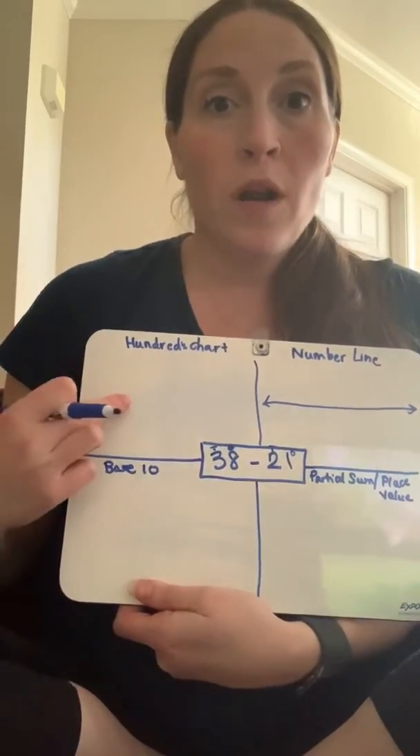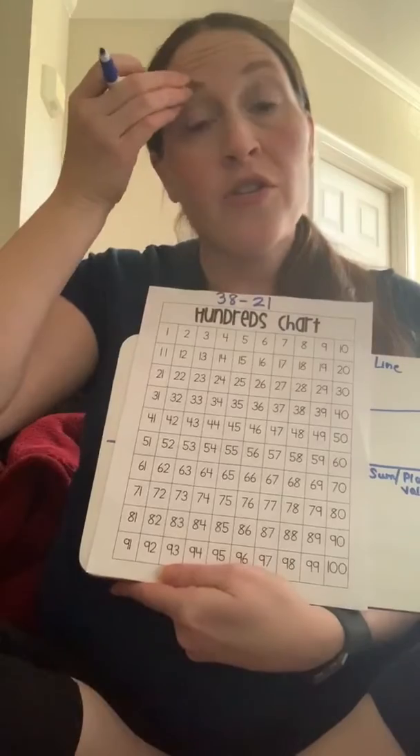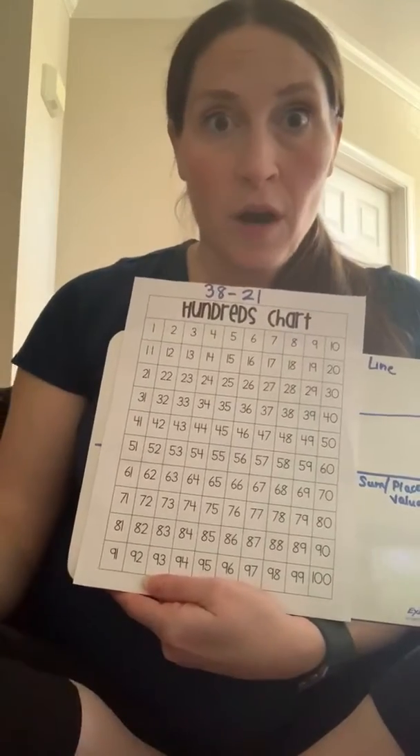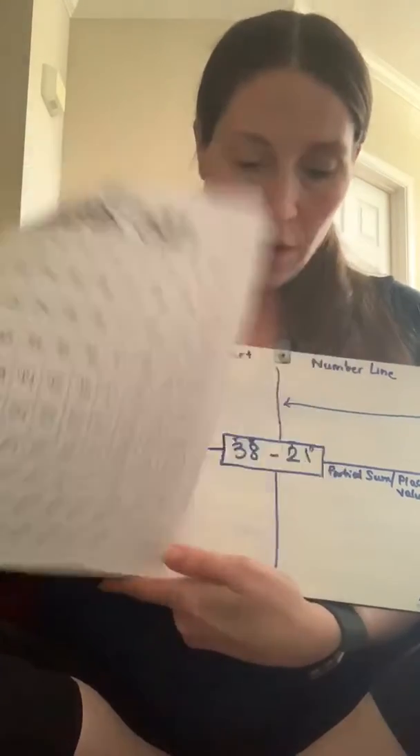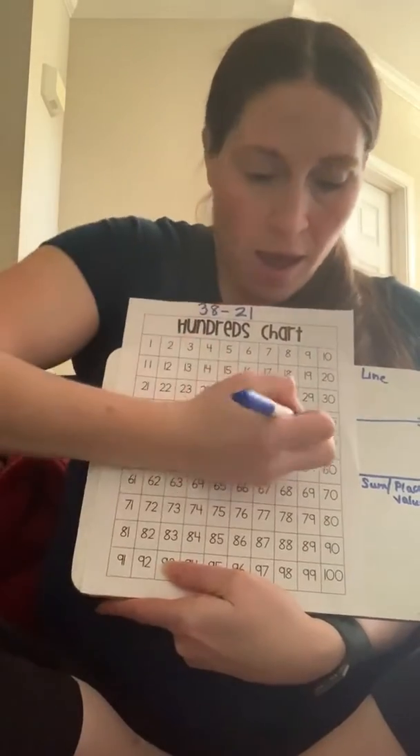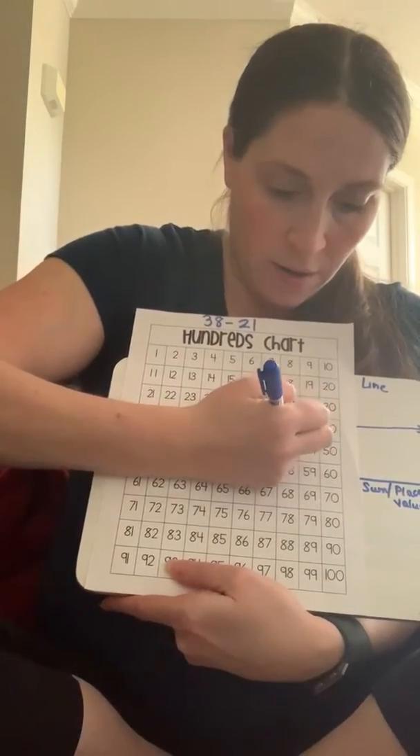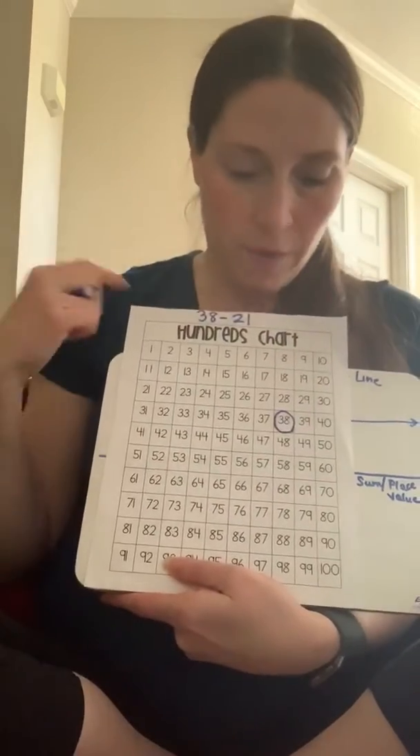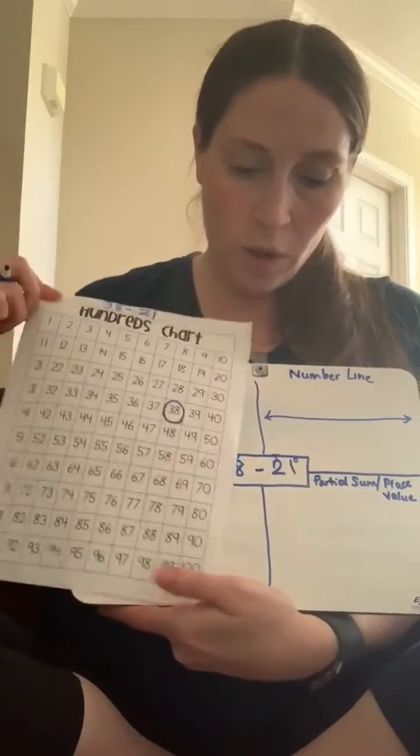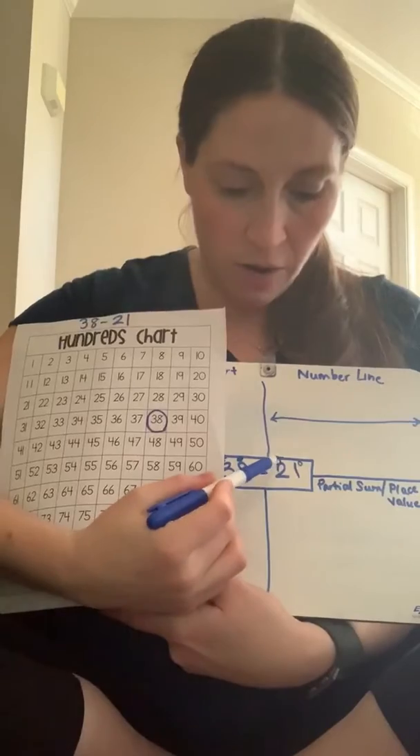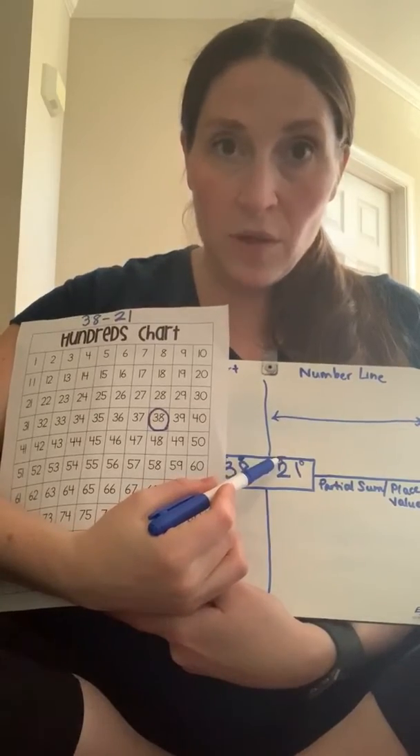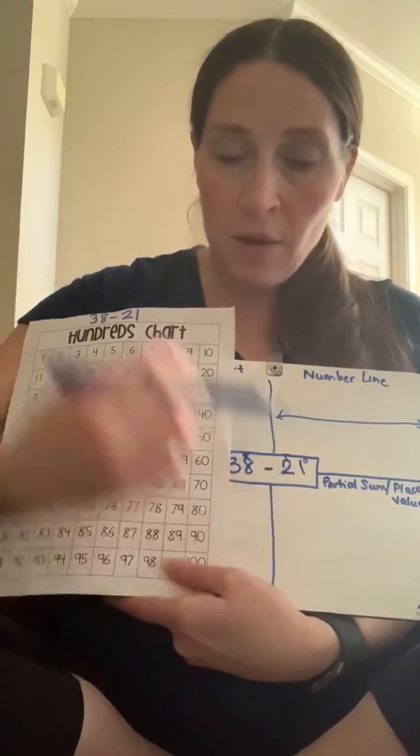So for your first one, on the hundreds chart, and again, there's a hundreds chart in the math folder on my class page. We're going to start with our first number, which is 38. So I'm going to find 38 on my hundreds chart. I'm going to circle it so I remember. And then it's minus 21. So like we just found out, the 2 is in the tens place. So that tells us how many jumps of 10 that we make.